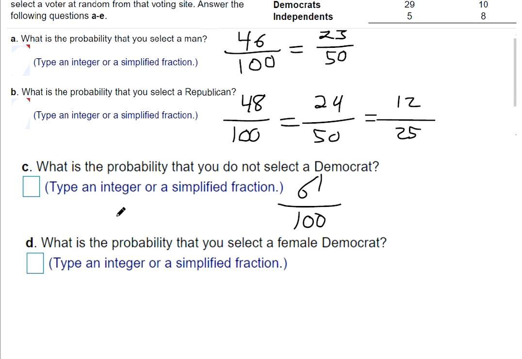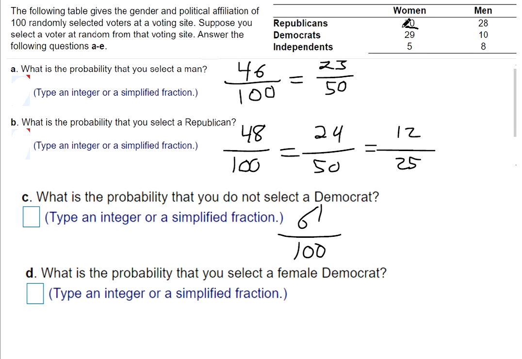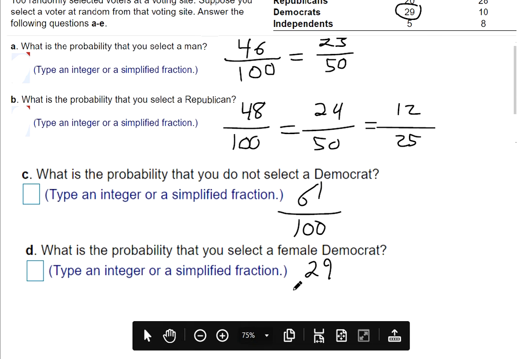And then D, what is the probability to select a female Democrat? Women Democrats, there's 29 out of 100.